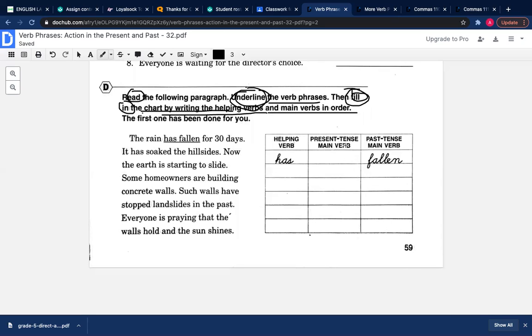Let's take a look at that sentence 2. It has soaked the hillsides. It is our subject here. Has soaked is our verb phrase. Has soaked. Oh, I know that if it ends in an ed, that's definitely past tense. So I know that my helping verb here is has, and my past tense main verb here is soaked.